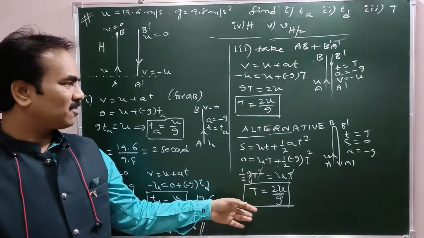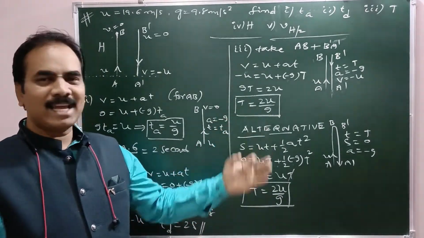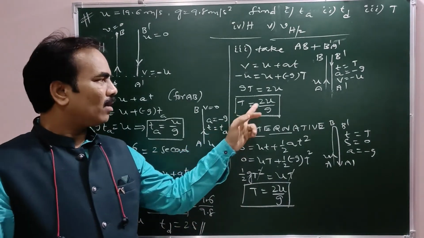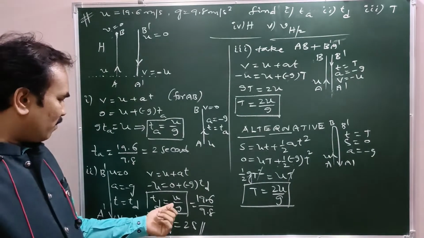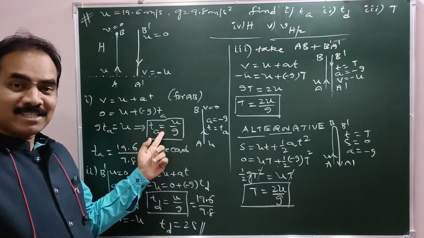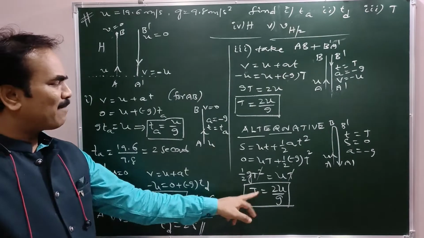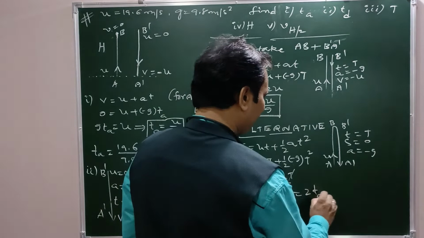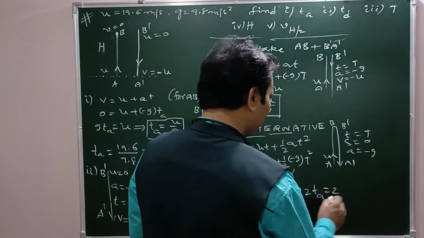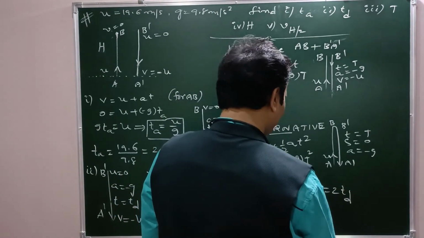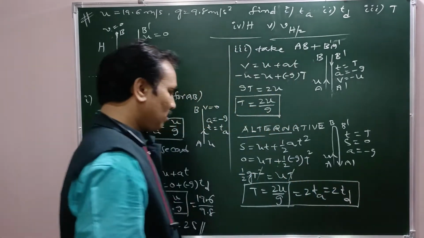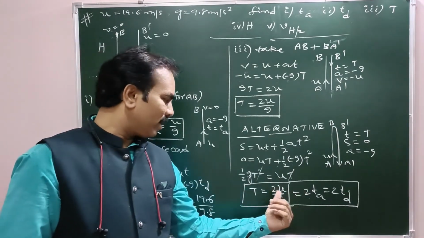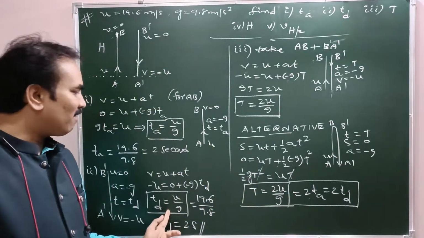So in both cases we have the same relation. What is that relation? T equal to U by G. Of course, what do you mean by U by G? It may be the time of ascent, otherwise the time of descent. So the same can be written as twice TA, otherwise twice TD. Okay. Time of flight equals twice U by G, that is 2 times U by G, which means either the time of ascent or the time of descent.